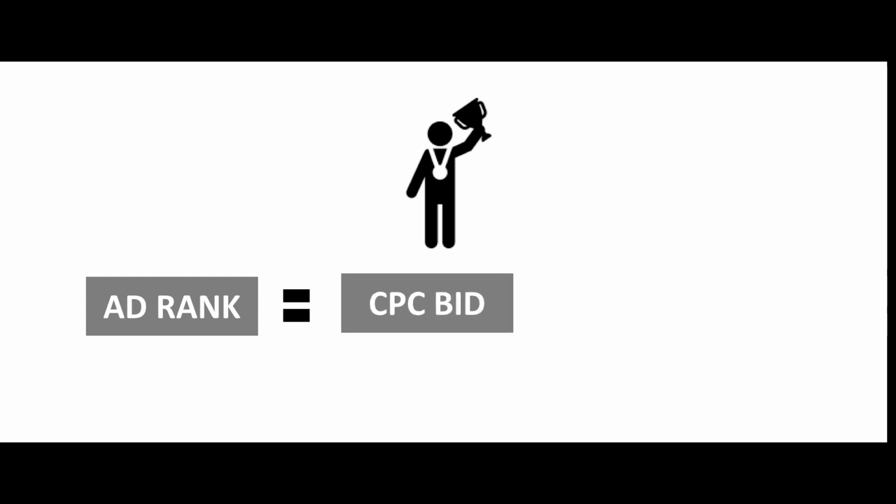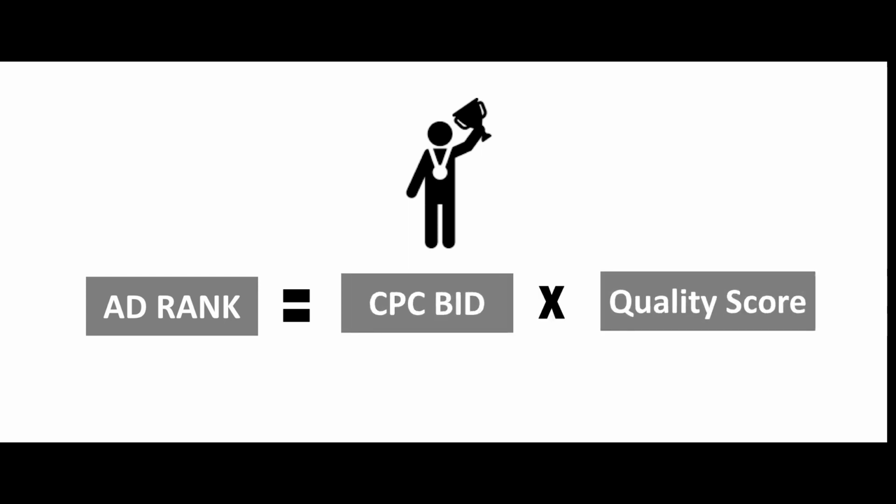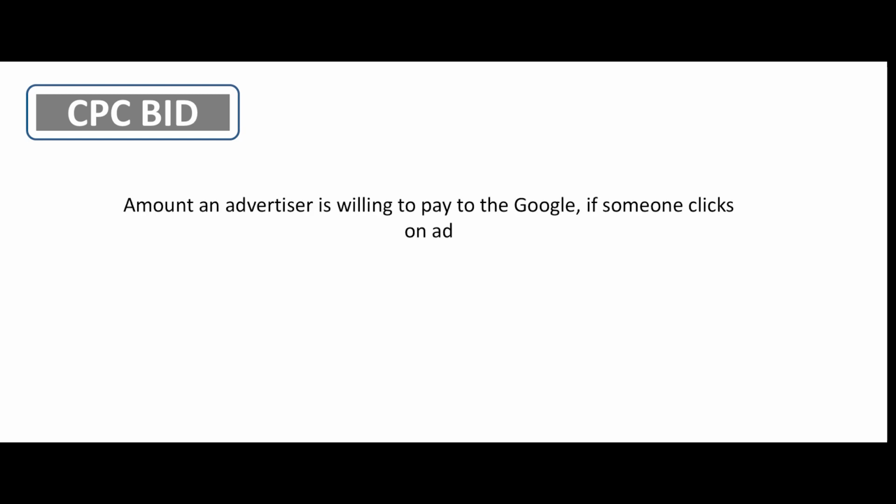More specifically, the winner is decided on the basis of ad rank, a metric calculated by multiplying two factors, that is the maximum CPC bid and the quality score. Now what is CPC bid and quality score? Let me explain them. CPC bid is the maximum amount an advertiser is willing to pay to Google if someone clicks on their ad. That means there are many advertisers who set their own bid amounts, and the amounts vary, as advertisers don't know each other's bid amount.